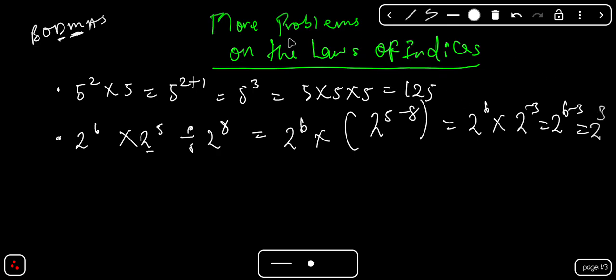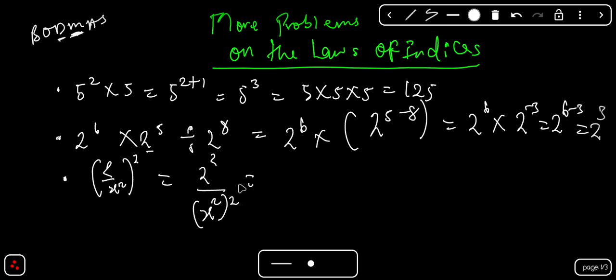Okay, the next question we have here is 2 over x squared, then everything raised to the power of 2. So this means we're going to have 2 raised to the power of 2, then over x raised to the power of 2, then raised to the power of 2. 2 raised to the power of 2 will give us 4. Then x raised to the power of 2 times 2 will give us x raised to the power of 4. So we have our answer, which is 4 over x raised to the power of 4.